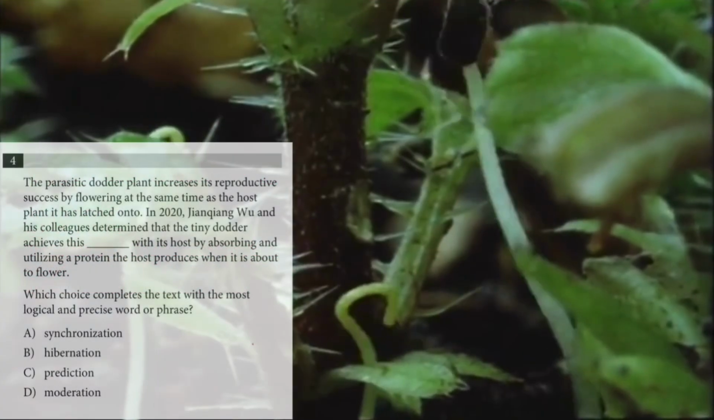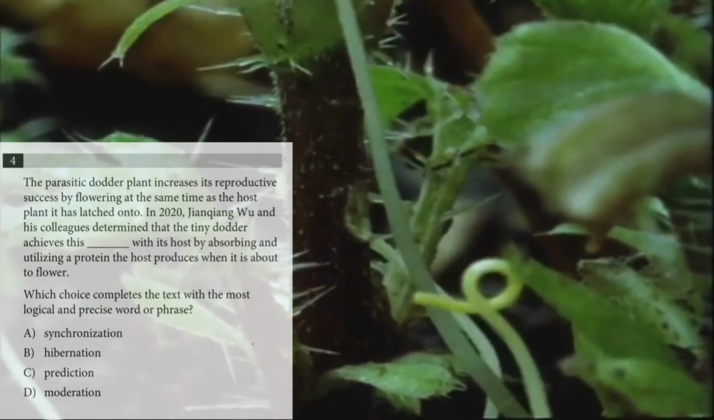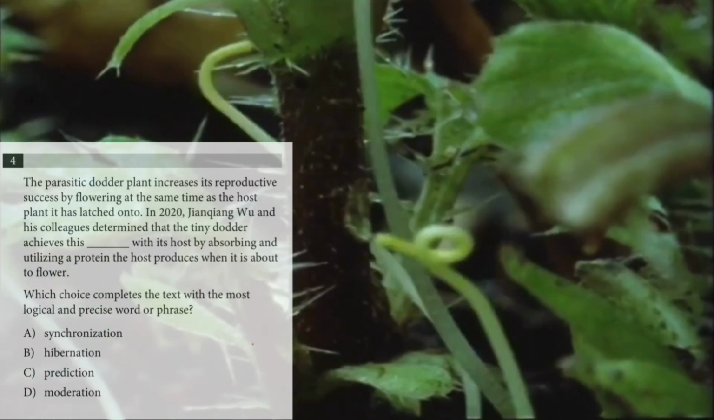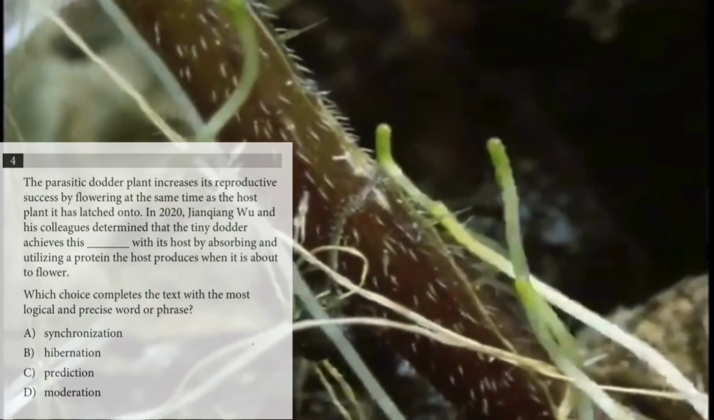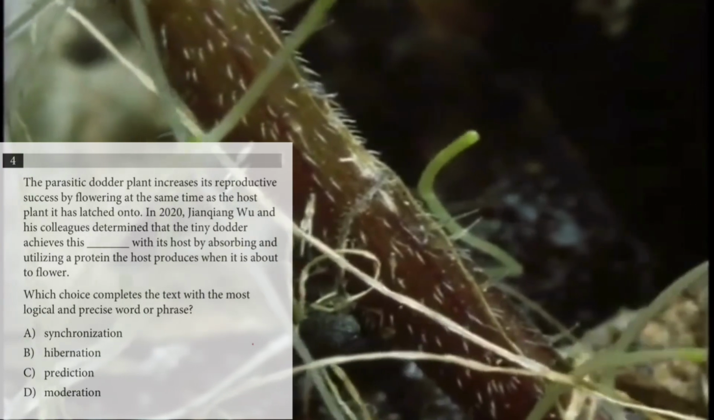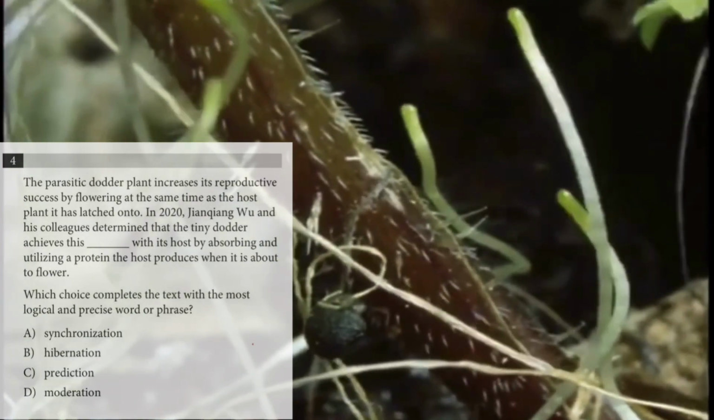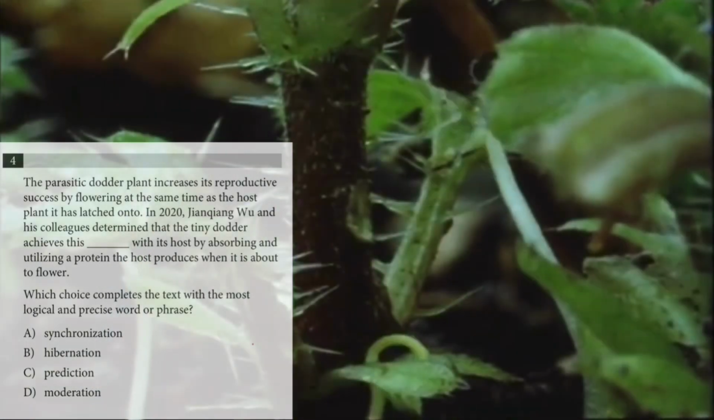The parasitic dodder plant increases its reproductive success by flowering at the same time as the host plant it has latched onto. In 2020, Jianqiang Wu and his colleagues determined that the tiny dodder achieves this blank with its host by absorbing and utilizing a protein the host produces when it is about to flower.